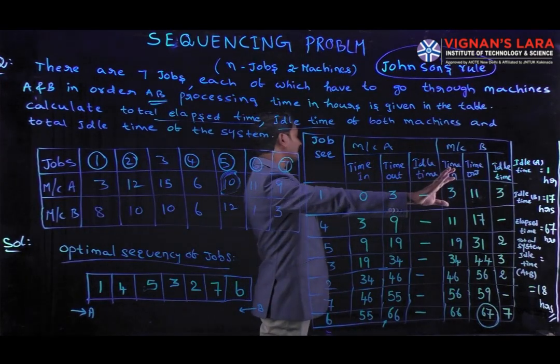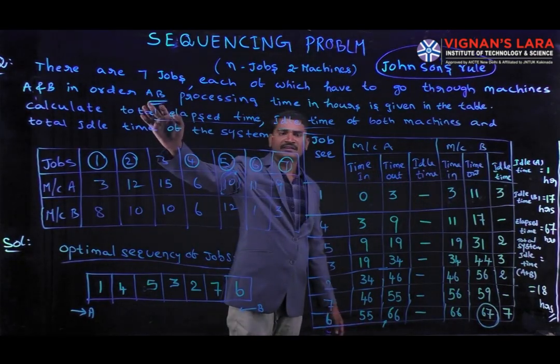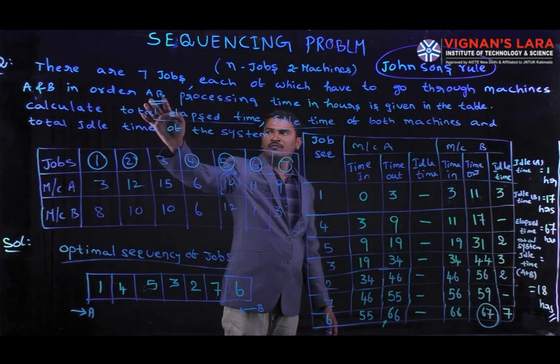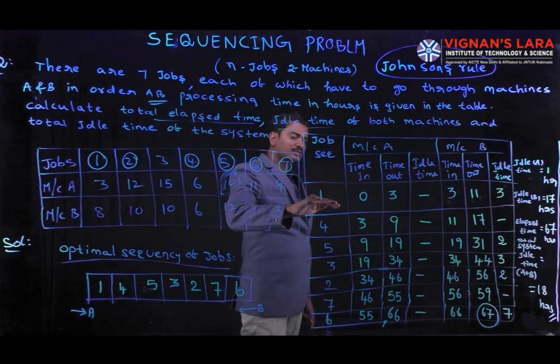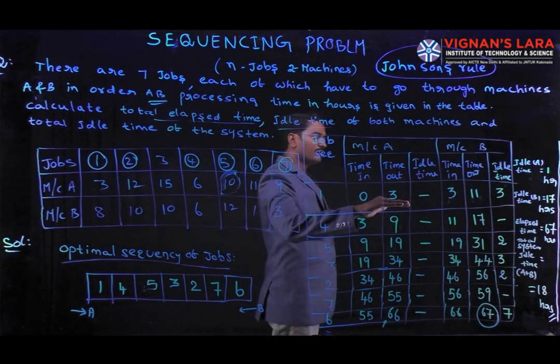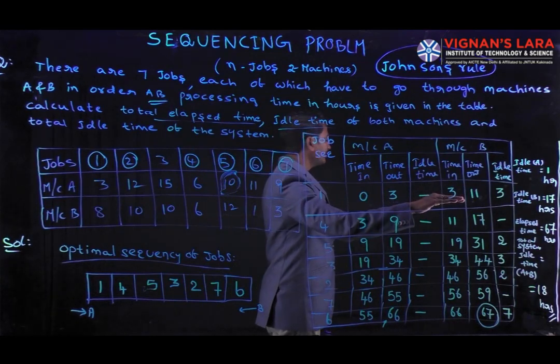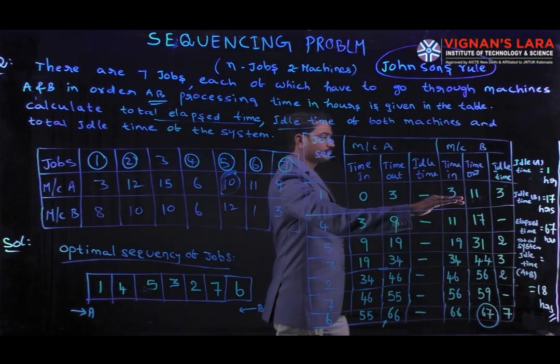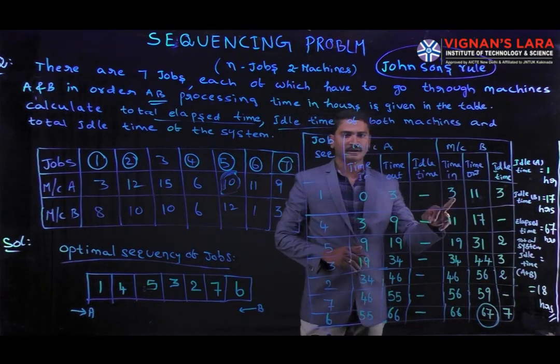Why are we taking that? They are given the sequence A, B. After completion of A only, we are going to B. Job 1 is completed at the third hour. Now we are going to start machine B at the third hour.